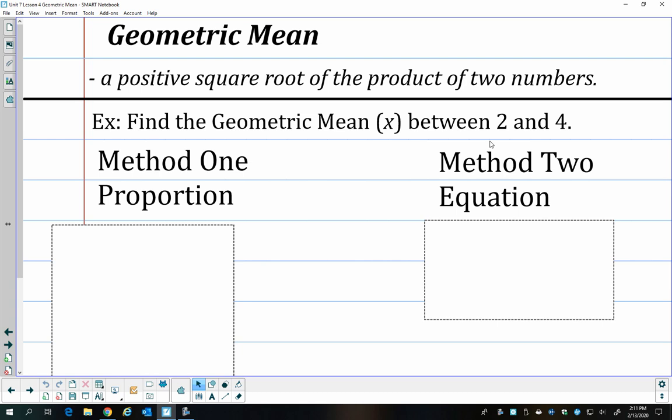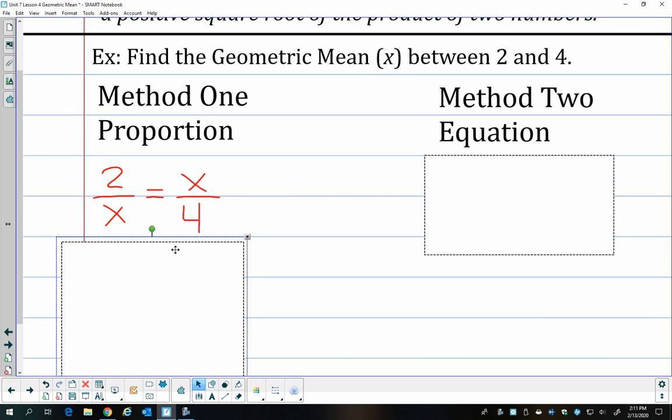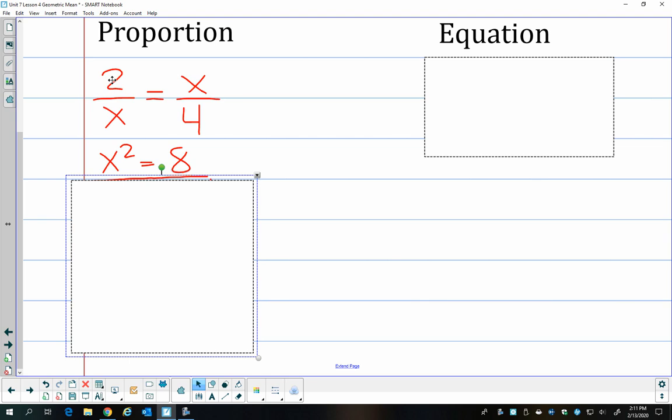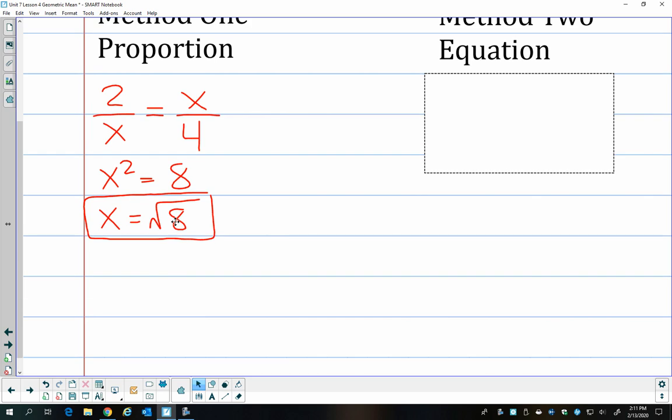So if I want to find the geometric mean between 2 and 4, I'm going to call that mean x. I can write a proportion, 2 over x and x over 4. And so what I get when I cross multiply is x squared equals 8. And then x equals the square root of 8. So it is the square root of the two numbers multiplied together.